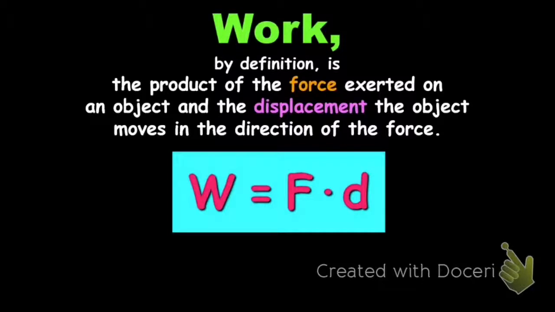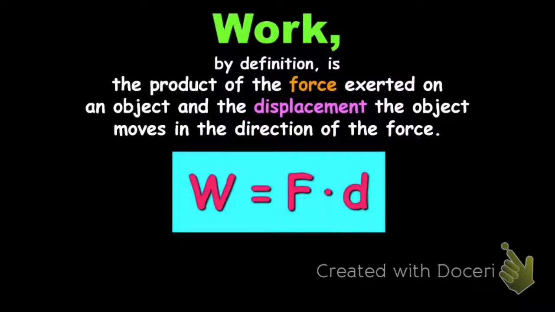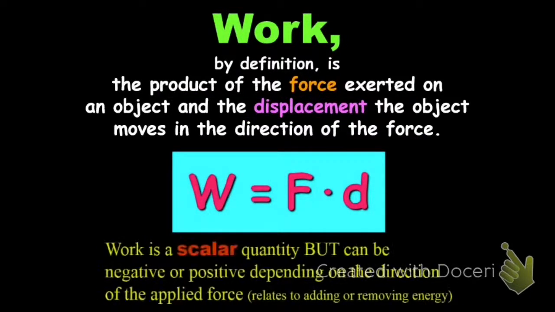Work in physics has a very specific definition. It is the product of the force exerted on an object and the displacement of the object when it moves in the direction of the force. So basically in physics you're only doing work if you apply force to an object and it moves. That gives us a new equation: work equals force times distance.